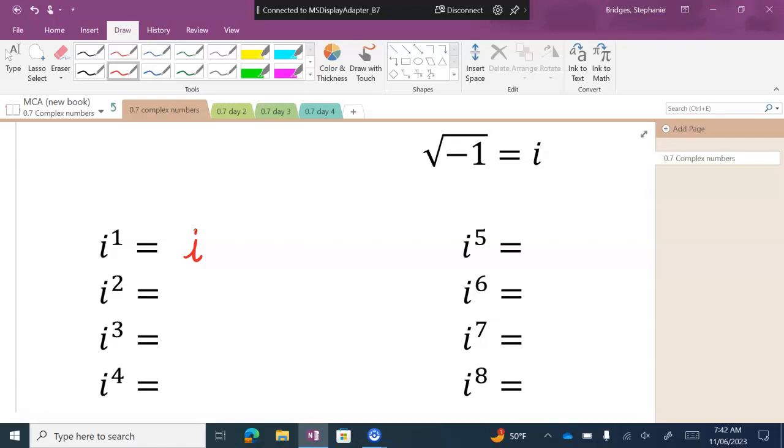And then i squared is going to be i times i. And we'll think about this. When we do, let's say, the square root of 2 times the square root of 2, what does that end up simplifying to be? You get the square root of 4, which gives you 2, right? So if you have the square root of -1 times the square root of -1, kind of keeping with the same pattern, what do you think it would just be? -1. Okay, so i squared is equal to -1.